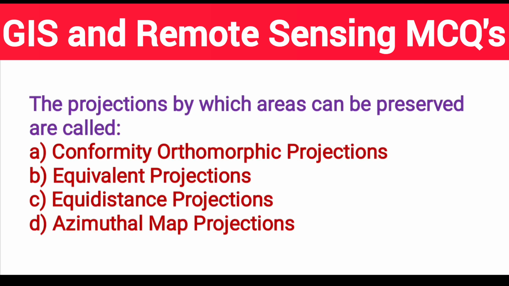Next question, the projection by which areas can be preserved are called. Option A, conformity orthomorphic projection. Option B, equivalent projection. Option C, equidistance projection. Option D, azimuthal map projection. So the correct answer is option B, equivalent projection.